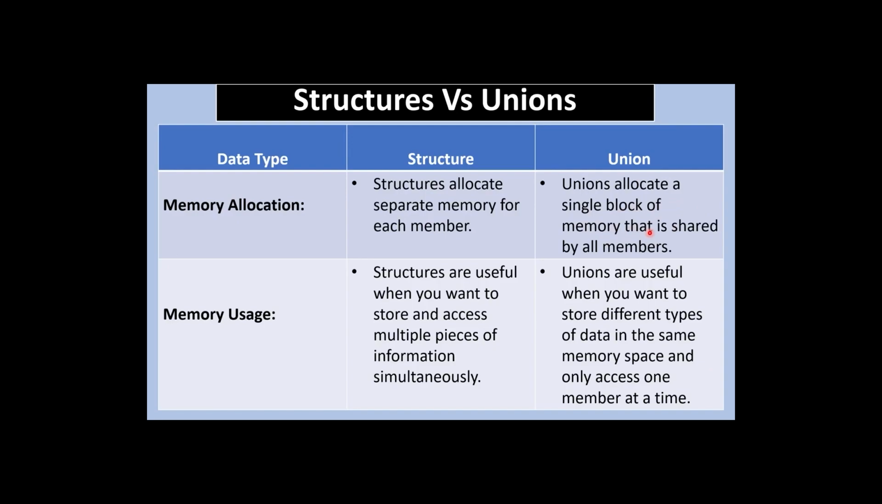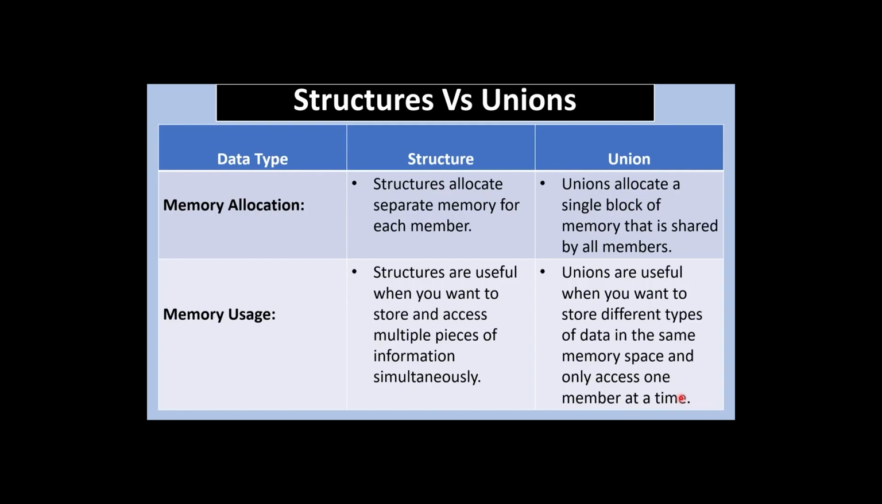Talking about memory usage, structures are useful when you want to store and access multiple pieces of information simultaneously. Unions are useful when you want to store different types of data in the same memory space and only access one member at a time. This is what you already know about structures. Then what is new in this? There's nothing new in this. I hope you already know about this, right?